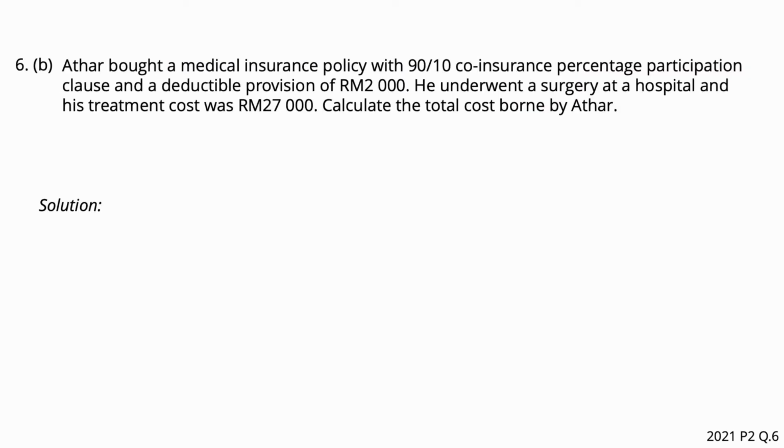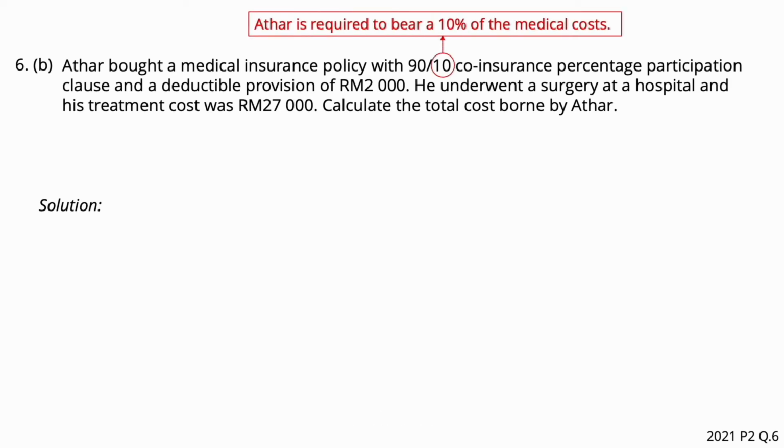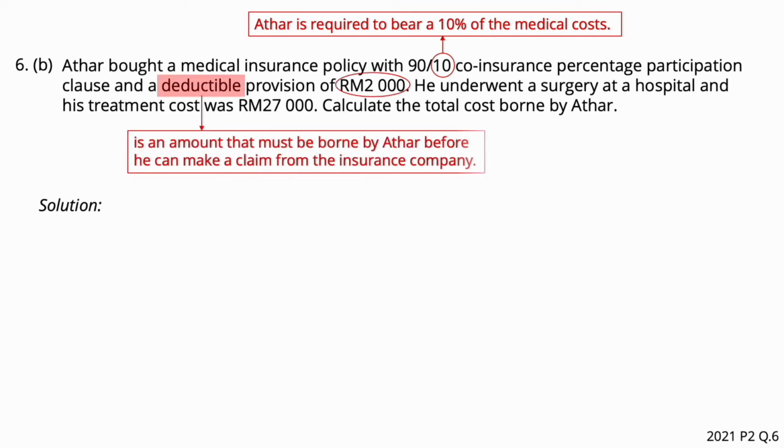Question number 6b. Atta bought a medical insurance policy with a 90/10 co-insurance percentage participation clause. In this clause, Atta is required to bear 10% of the medical costs and a deductible provision of 2,000 ringgit Malaysia. Deductible is an amount that must be borne by Atta before he can make a claim from the insurance company. Atta underwent a surgery at a hospital and his treatment cost was 27,000 ringgit Malaysia.